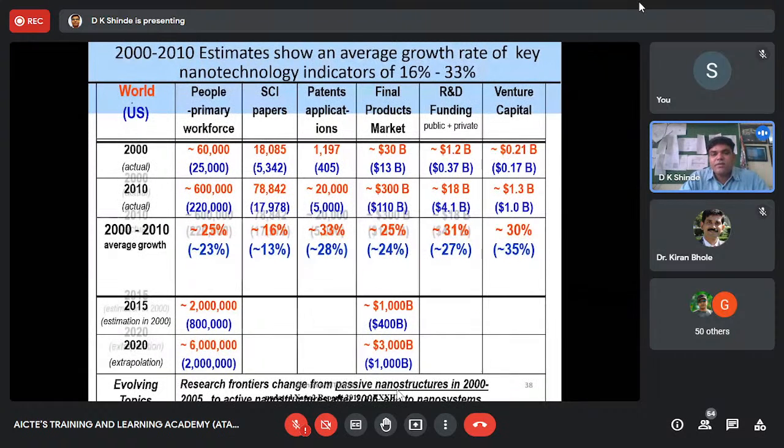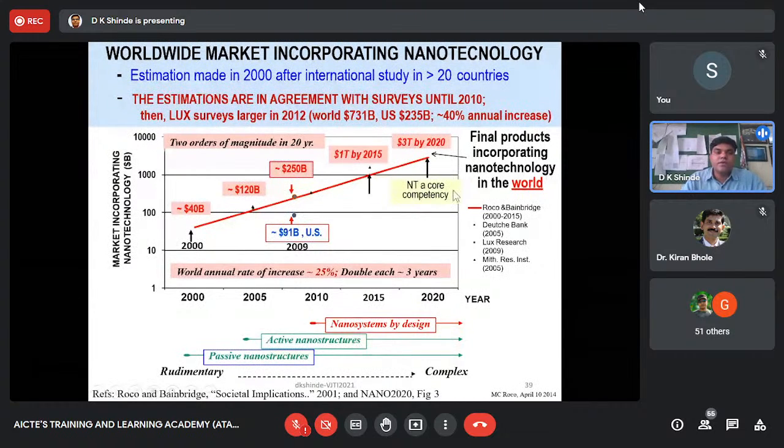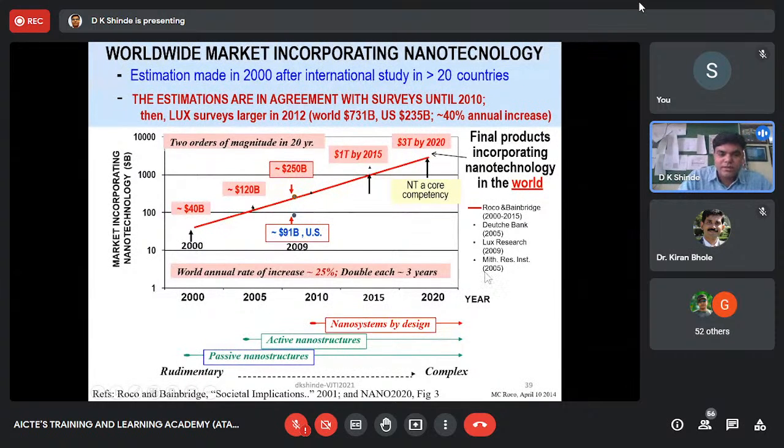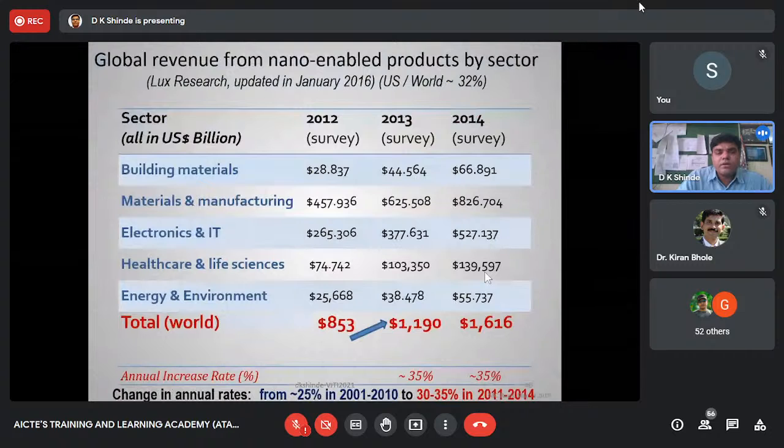The market growth is exponential. Look at this: in 2000 the market was only $40 billion. Now in 2020 it is $3 trillion, and it is still growing and can become bigger than that. From passive nanostructures, active nanostructures, and the overlap of those, to nanosystems by design, people are investing a lot. So there is a lot of scope for new people who want to build their career with a nanotechnology background.